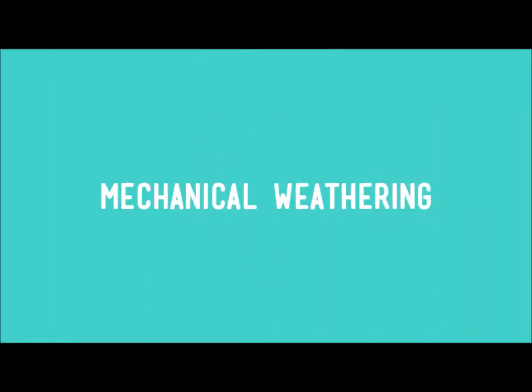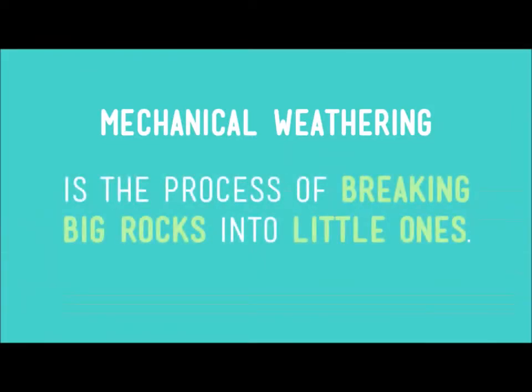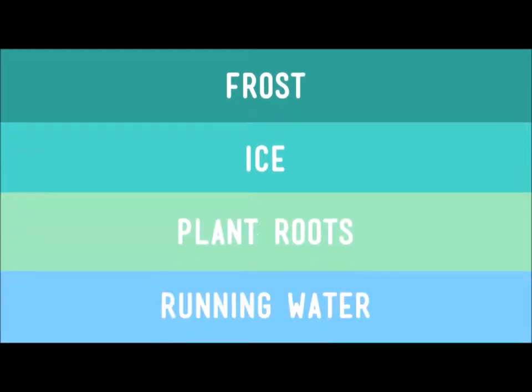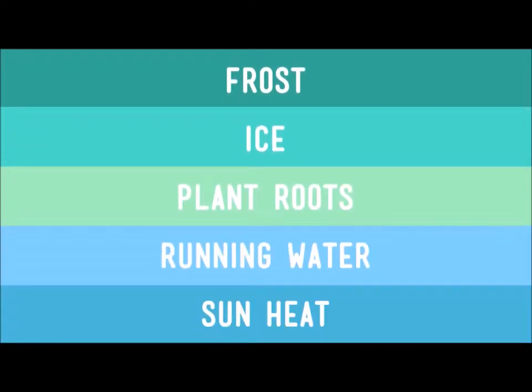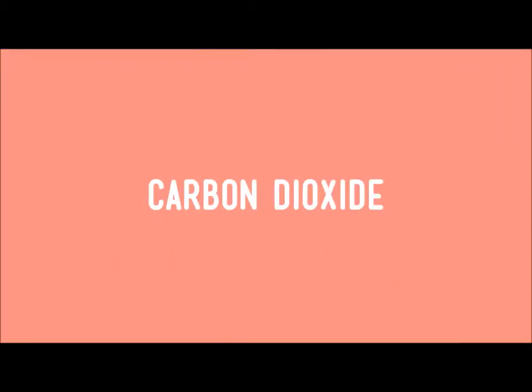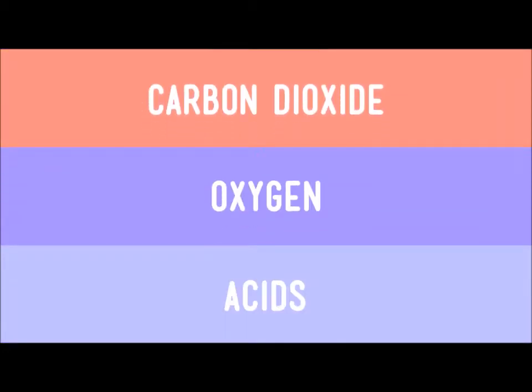And there are 2 types of weathering you need to know about: mechanical weathering and chemical weathering. Mechanical weathering is the process of breaking big rocks into little ones. Frost, ice, the roots of plants, running water, or heat from the sun can all cause mechanical weathering. Chemical weathering involves the changes that some substances can cause in the surface of the rock that make it change shape or color. Things like carbon dioxide, oxygen, and acids can all cause chemical weathering.